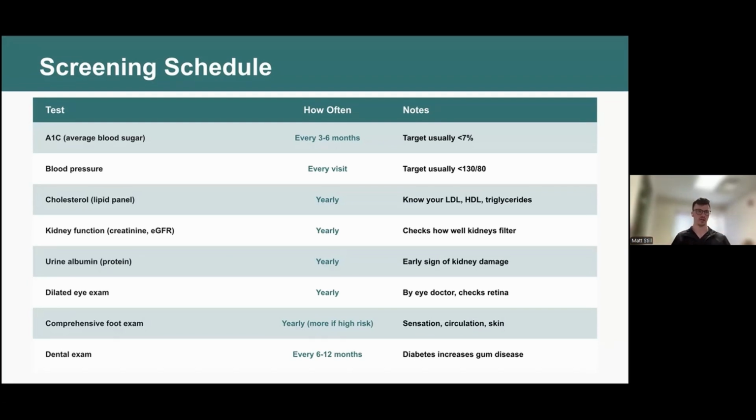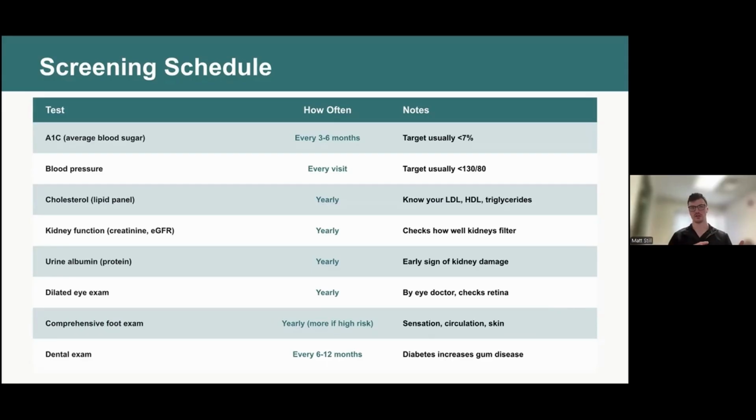Definitely want to make sure that we're checking your blood pressure. You can also do this at home with a blood pressure cuff. Our goal is usually below 130/80. Every patient is a little bit different, but that's the universal goal. Testing your cholesterol or your lipid panel. You want to know if your LDL or your quote bad cholesterol is high, which can lead to more vascular disease. And in combination with diabetes, those two can really build upon each other.